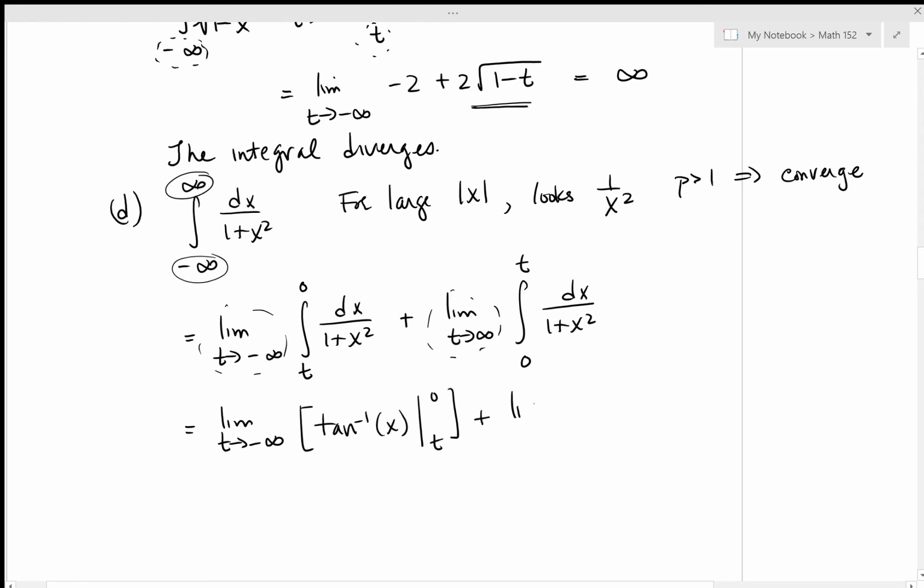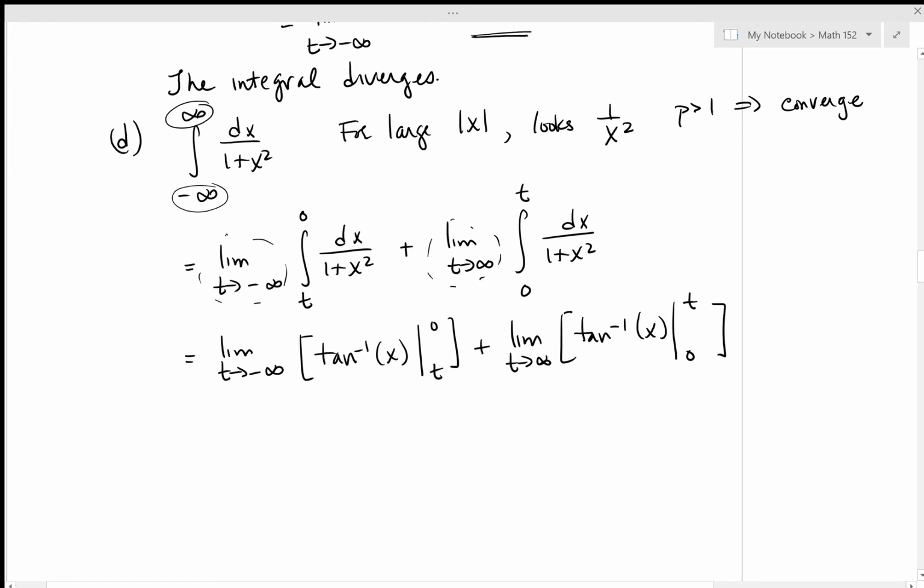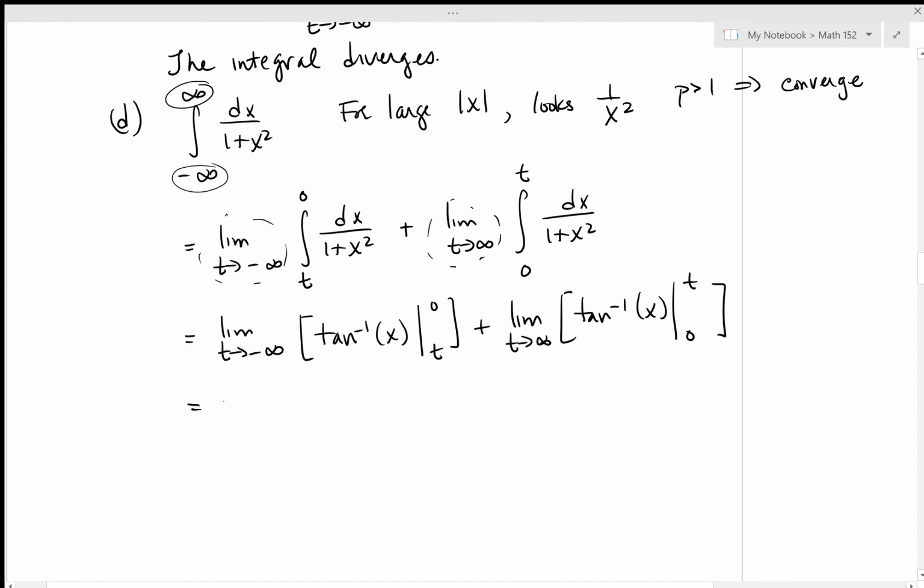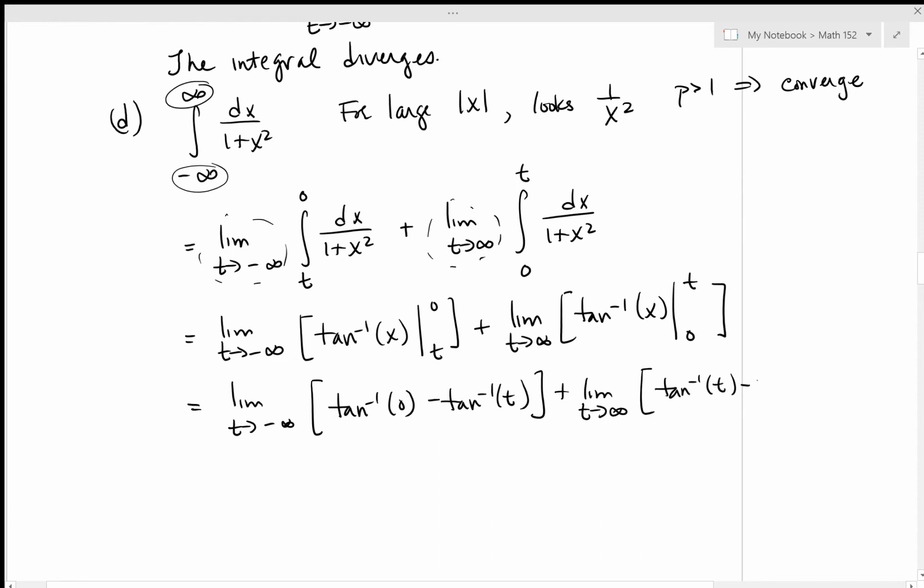And then I have the other one here. I'm evaluating that at 0 and t. Okay. All right. So that's going to be the limit as t goes to minus infinity of the arctangent of 0 minus the arctangent of t, plus the limit as t goes to infinity of the arctangent of t minus the arctangent of 0.